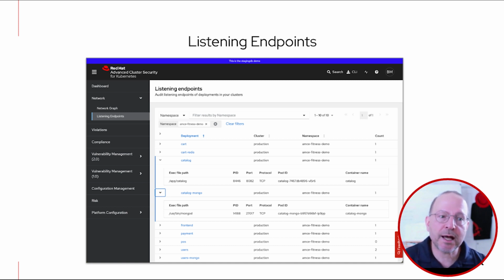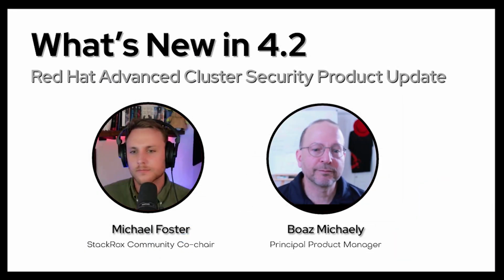So with ACS now, this is what we introduced in the API, and now in the GUI, very simple, very easy to see. You have a list of processes. You can of course filter them by namespace, cluster, down to deployment, and you can see the detail of which process is listening on what port, what's the exit path of that process, and really have all that detail that customers have asked for. Very cool.